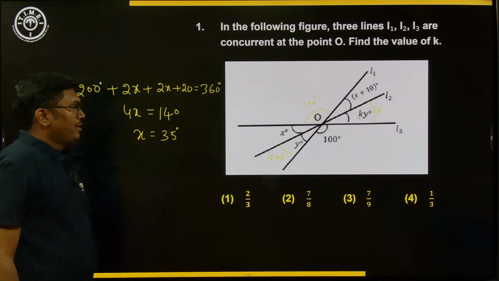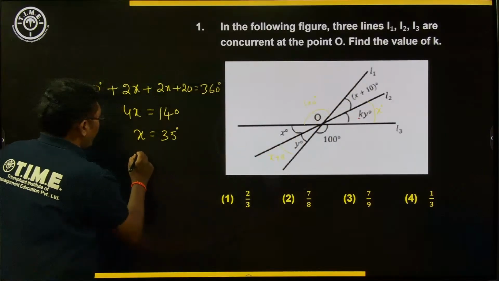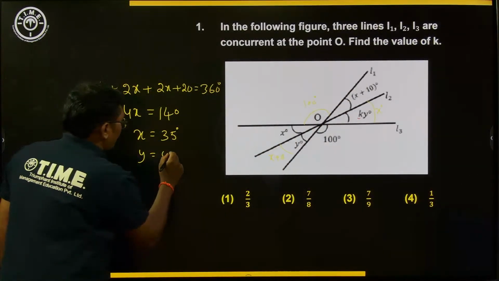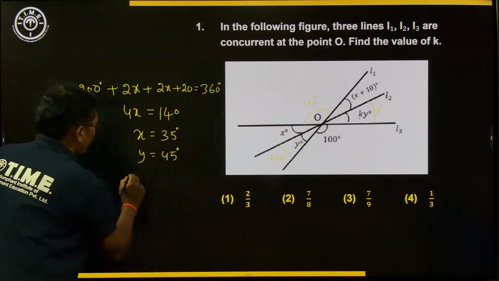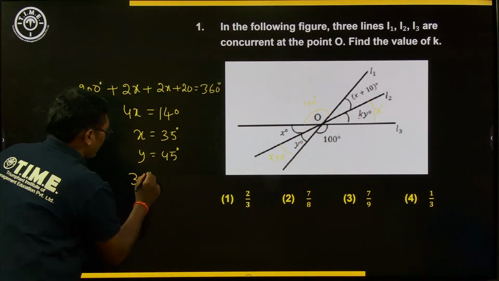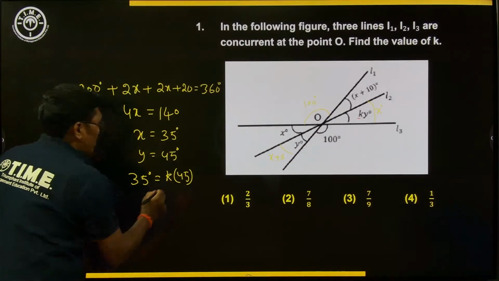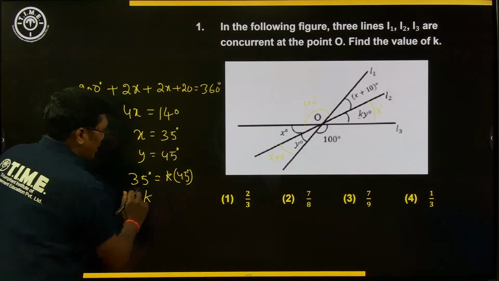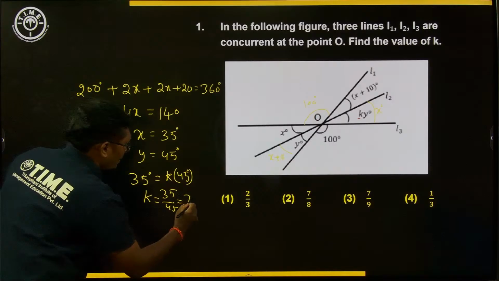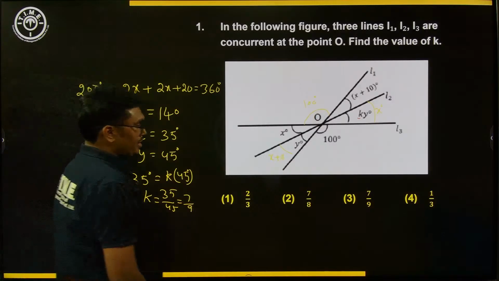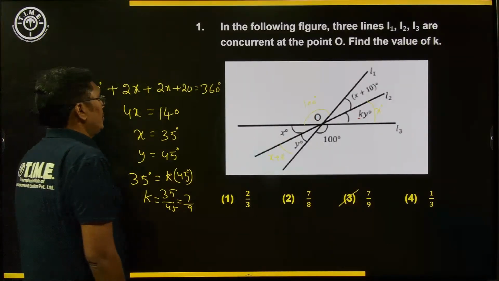So x is 35. Then what is y? y is equal to x plus 10, so y is 45. So x is equal to ky. x is 35, k into y is 45. So k is equal to 35 by 45, 5 sevens are 35, 5 nines are 45. So k is equal to 7 by 9. So the correct answer is choice 3. Okay, next.